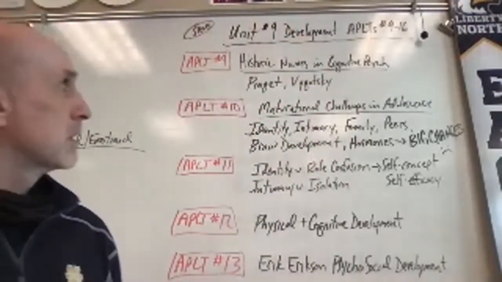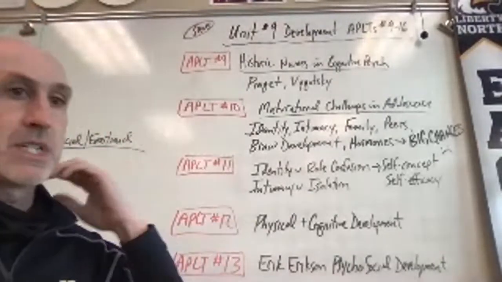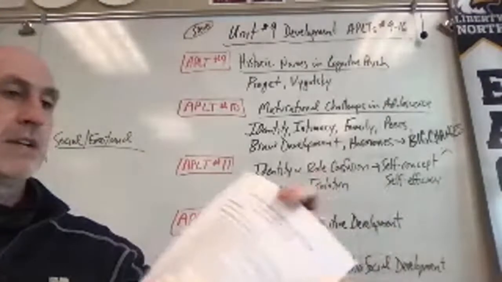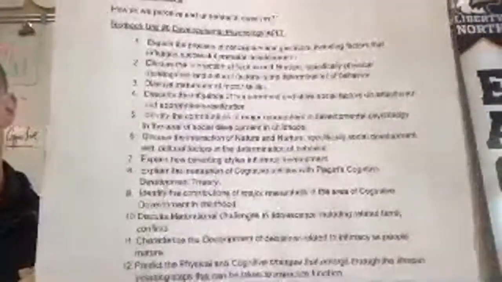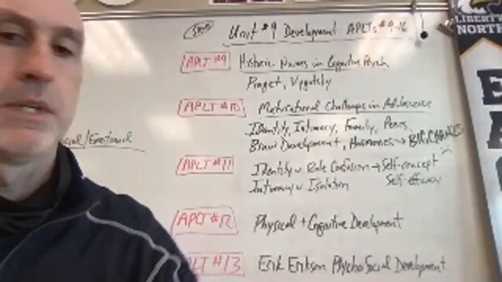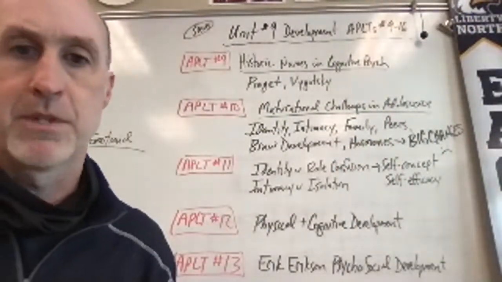I'm going to go over AP Learning Targets 9 through 16. Again, learning targets are on Canvas. You also hopefully took a picture of them when they're on your desks. We're going to go through 9 through 16, and there's a lot of repetition here, especially with names and some information.